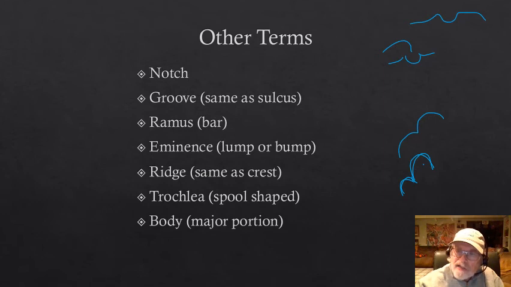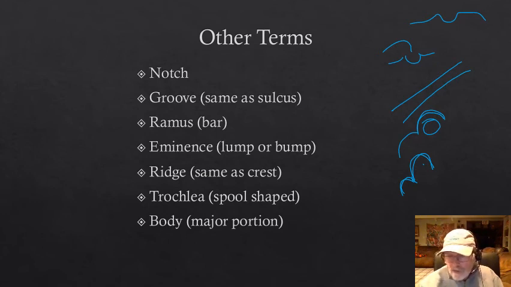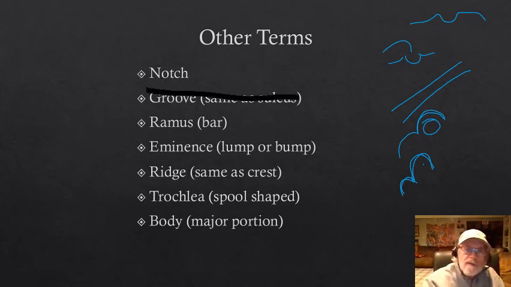It's not like a sulcus. A sulcus usually has a long trough. This is just a rounded area, so something could pass through that area, but it's not long. It's just short, generally the thickness of bone. That's about it. Another word that you might see is a groove. Okay, a groove is the same as a sulcus.